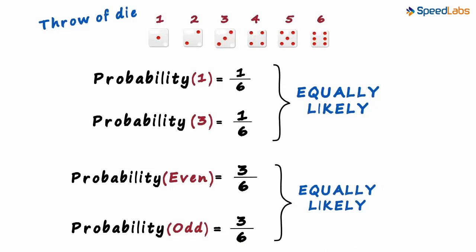It means that if we throw a dice once, the likelihood of getting an even number is the same as the likelihood of getting an odd number. Can you think of an example where 2 events are not equally likely? We will see that example in the next video.